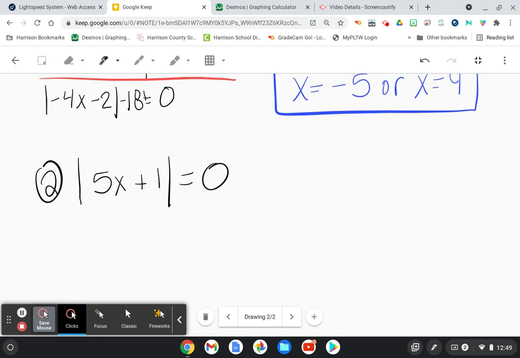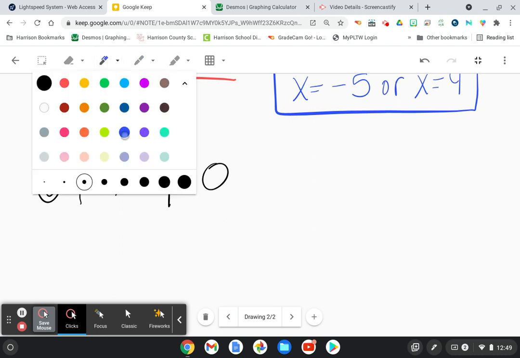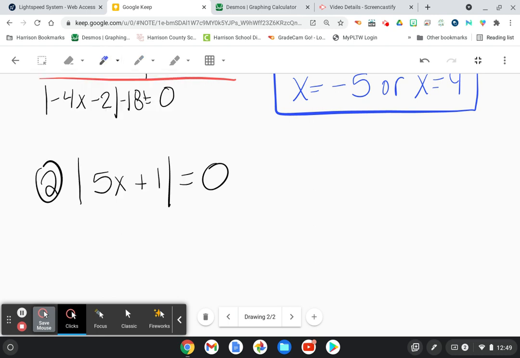All right, so here we have another one. The absolute value of 5x plus 1 equals 0. So here's the good news. This one is already set equal to 0. Because it's already set equal to 0, we can go ahead and replace the equals 0 with a y equals. So y equals the absolute value of 5x plus 1. So I'm going to graph y equals the absolute value of 5x plus 1. So let's do that.